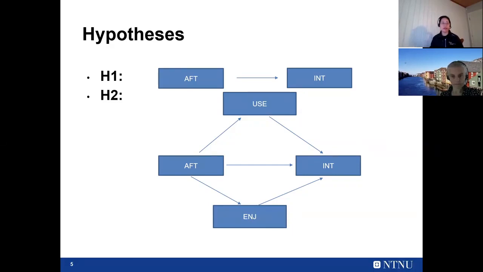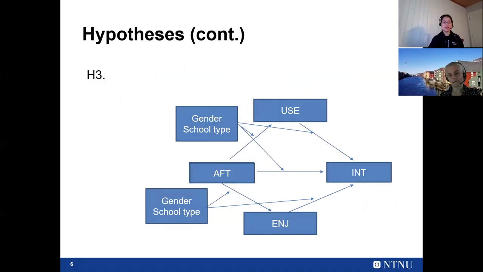Our second hypothesis concerns the mechanism linking affinity for technology and learning intention. Particularly, we hypothesize that perceived usefulness and enjoyment mediate the relationship between affinity for technology and learning intentions. And in the third hypothesis, we are interested in whether gender and school type moderate the relationship. This represents a moderated mediation model.